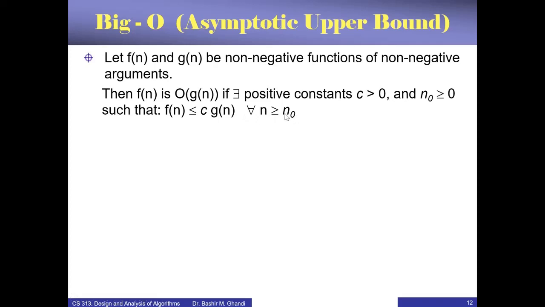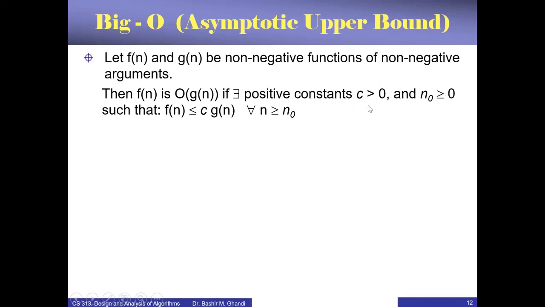If you notice here, we only need to find two constants, the c and the n naught, unlike what we did for theta. Because here, big O is concerned only about the upper bound. It doesn't care about the lower bound, unlike theta that cares about both. This is why theta is called a tight bound. It is tight both from the top and the bottom. But here in big O, we are only concerned about the upper bound.